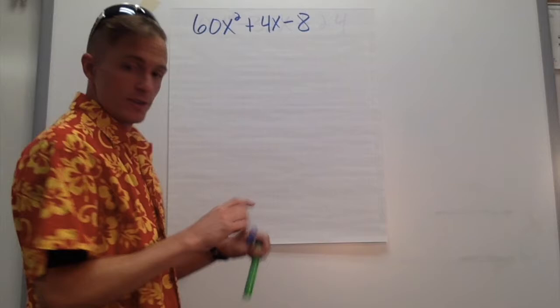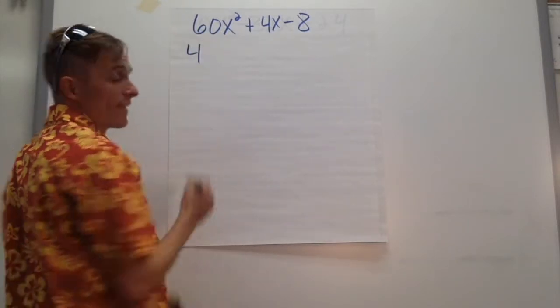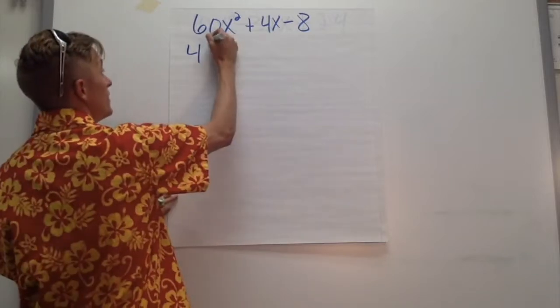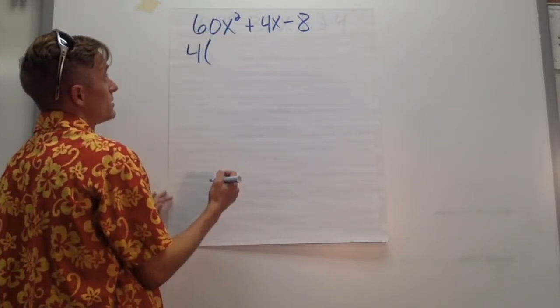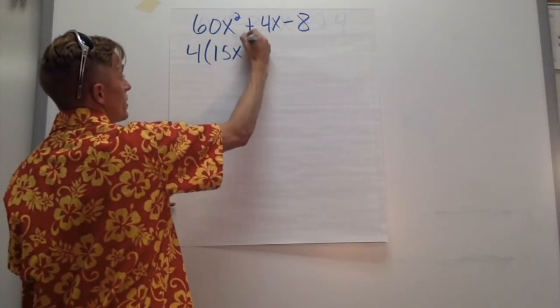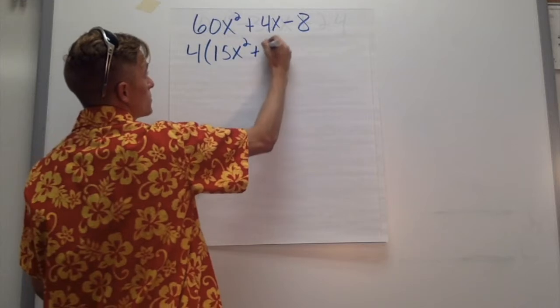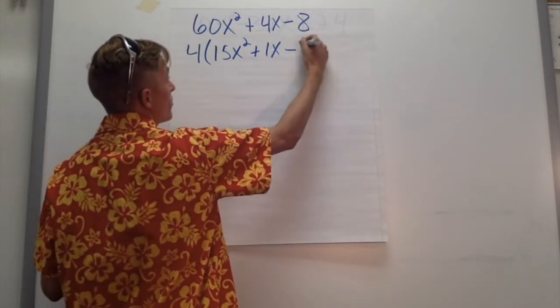All right, so what we're going to do is we're going to take out a 4. Took out a 4. 60 divided by 4 is 15. So that's 15x squared plus 1x, minus 8 divided by 4 is 2.